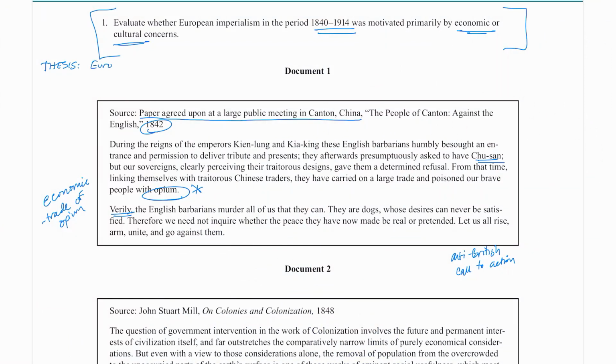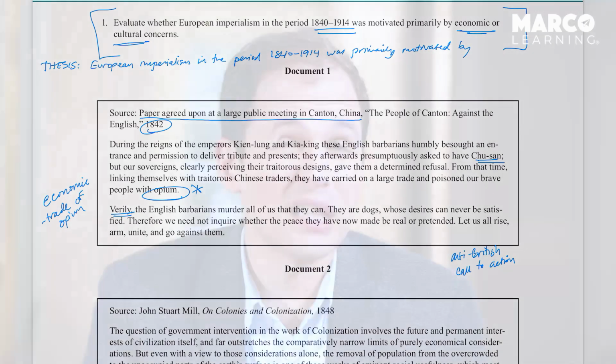European imperialism in the period 1840 to 1914 was primarily motivated by... And part of what I'm doing here, this is pretty lazy, but I'm copying some of the language from the prompt to show that I'm answering the prompt.